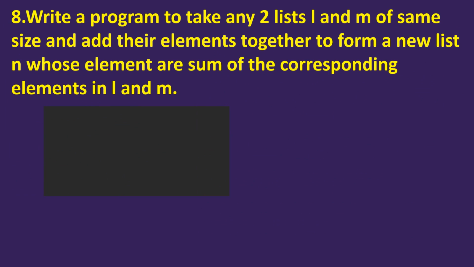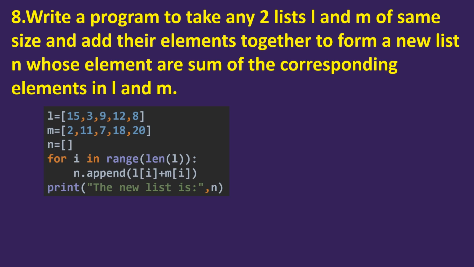Now write a program to take any two lists L and M of same size and add their elements together to form a new list N, whose elements are the sums of the corresponding elements in L and M. So this is a very simple program. First of all, you have to take two lists L and M having equal size. That means they should have same number of elements. So here I have taken 5 elements.